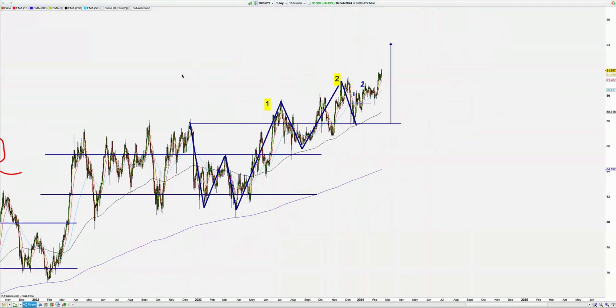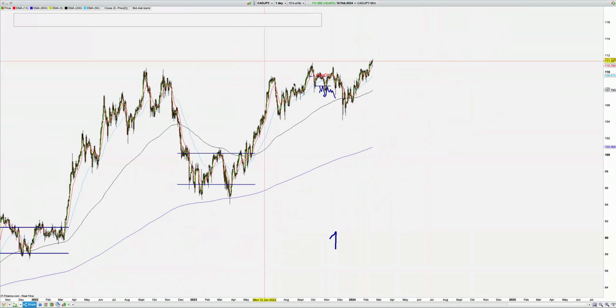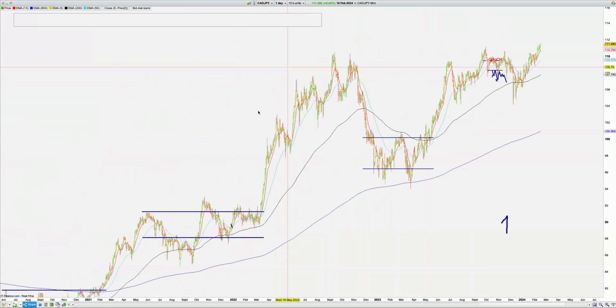CAD JPY. I absolutely love doing this, by the way. It's such an interesting job. Very lucky to be able to do this.